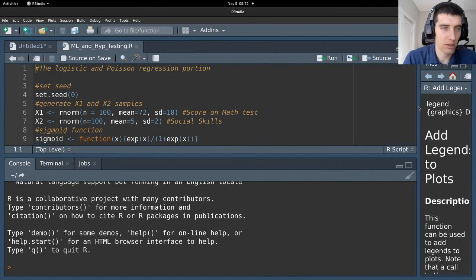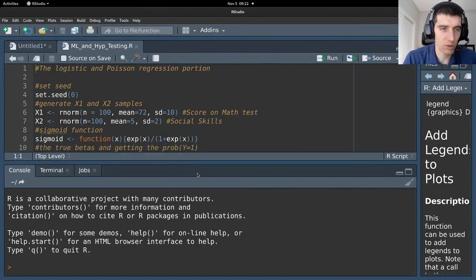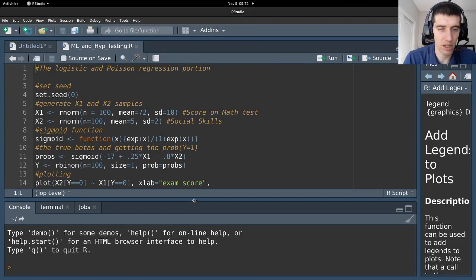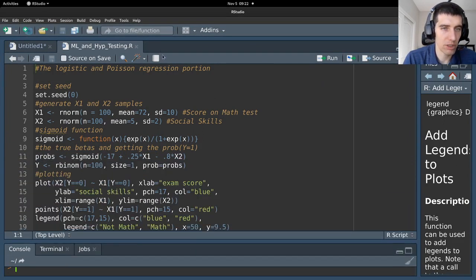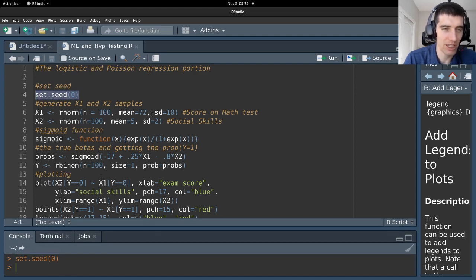So first I want to talk about the math example that I did. Okay. So what I'm going to do here is set my seed. The reason I'm going to set the seed is so that when I generate random numbers again, I'm going to get the same numbers. So I'm going to generate my x1 and my x2 samples.